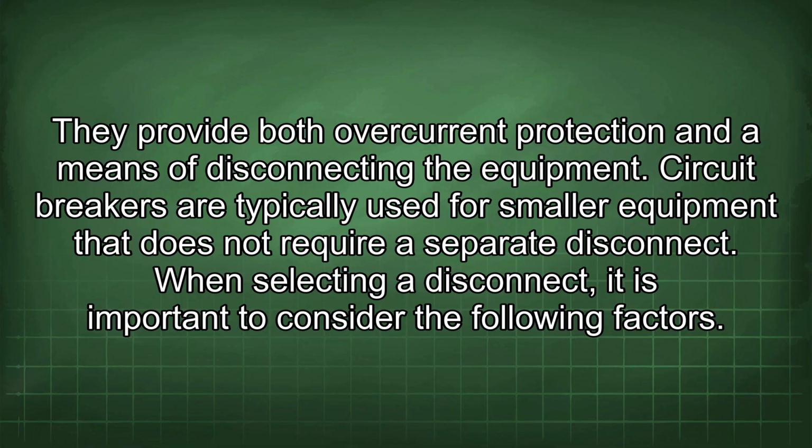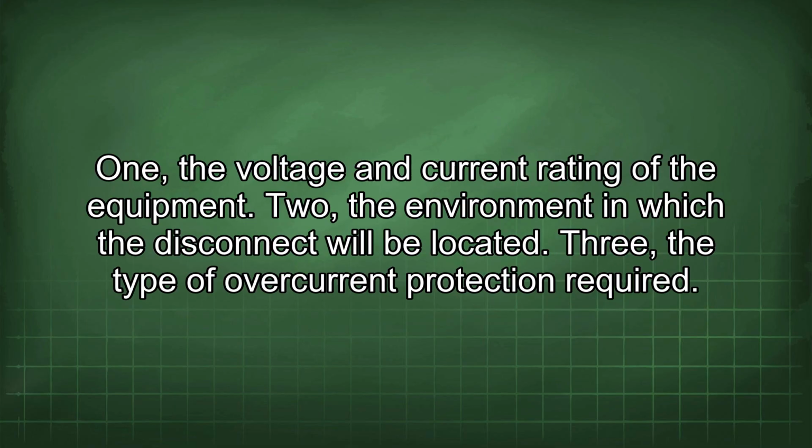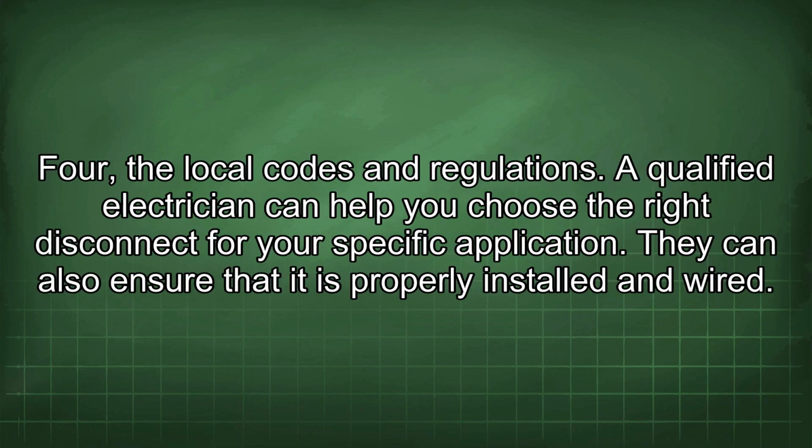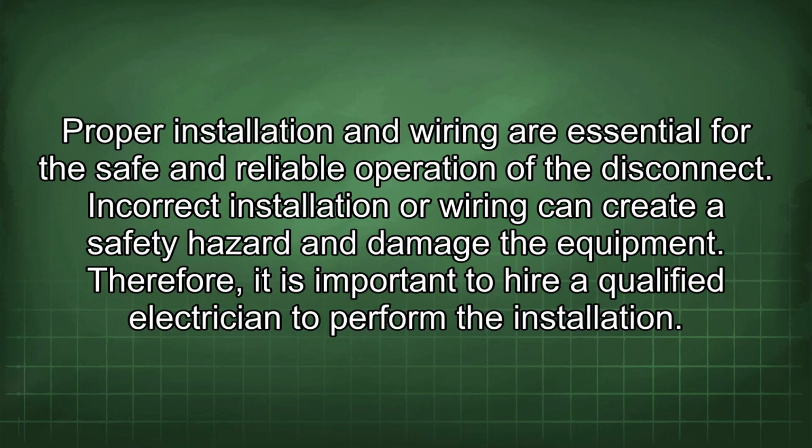When selecting a disconnect, it is important to consider the following factors. 1. The voltage and current rating of the equipment. 2. The environment in which the disconnect will be located. 3. The type of overcurrent protection required. 4. The local codes and regulations. A qualified electrician can help you choose the right disconnect for your specific application. They can also ensure that it is properly installed and wired. Proper installation and wiring are essential for the safe and reliable operation of the disconnect.